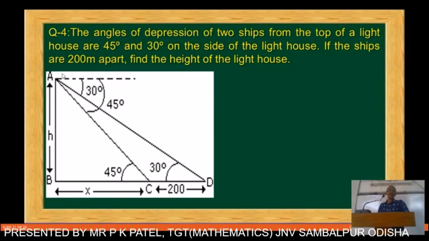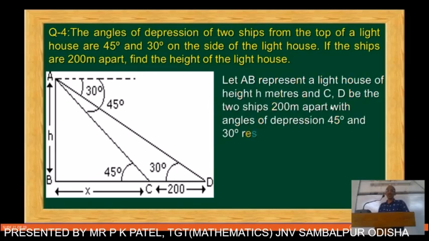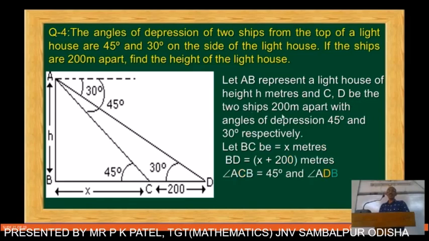Mark this is the lighthouse AB, and here AB represents the lighthouse of the height H meter, and C and D be the two ships 200 meter apart with angle of depression 45 degree and 30 degree respectively. That is, mark here one is 30 degree, another is 45 degree. And C and D are the positions of two ships. In between the two ships, the distance is 200 meter. Now let BC be x meter, from B to C is x meter.